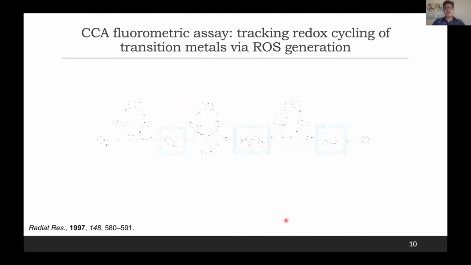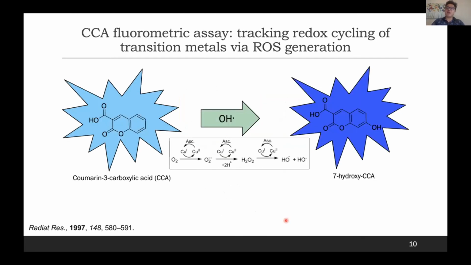We can track this process using a fluorophore, in this study, coumarin-3-carboxylic acid, or CCA. CCA is mildly fluorescent. In the presence of hydroxyl radical, it is readily converted to 7-hydroxy-CCA, which is intensely fluorescent. Let me demonstrate what this looks like in an experimental setting.